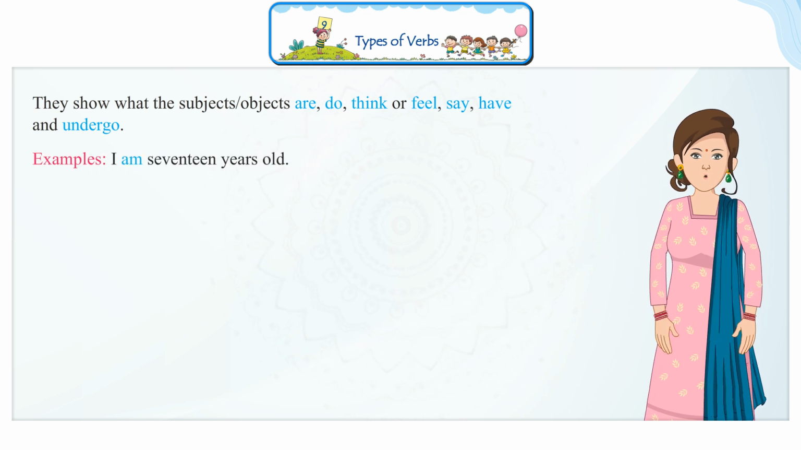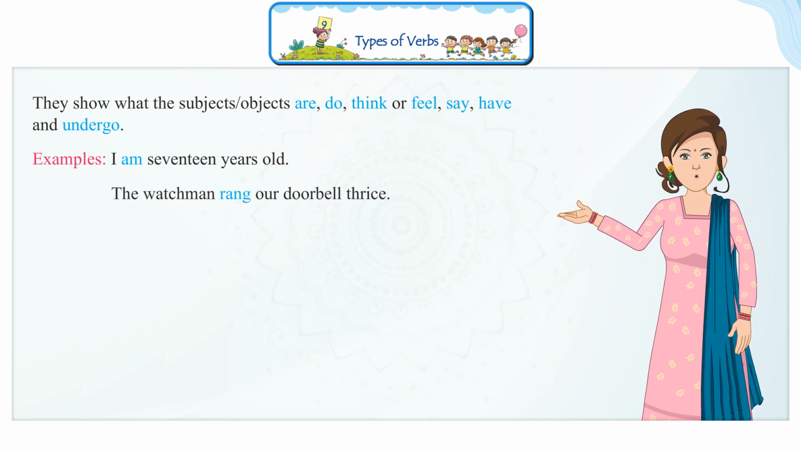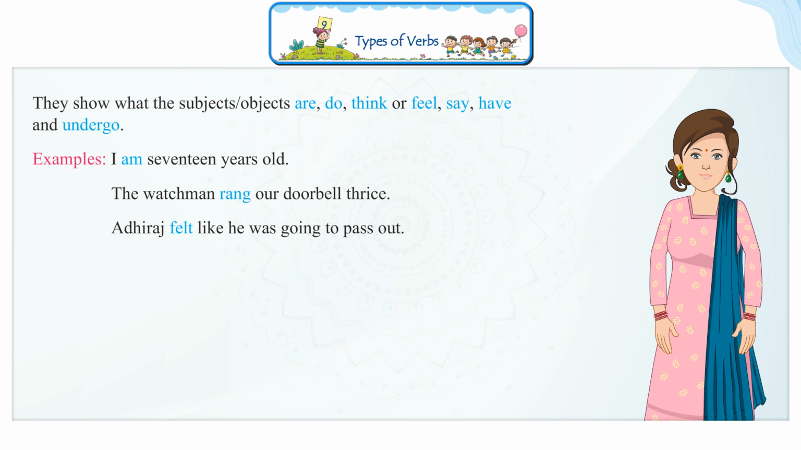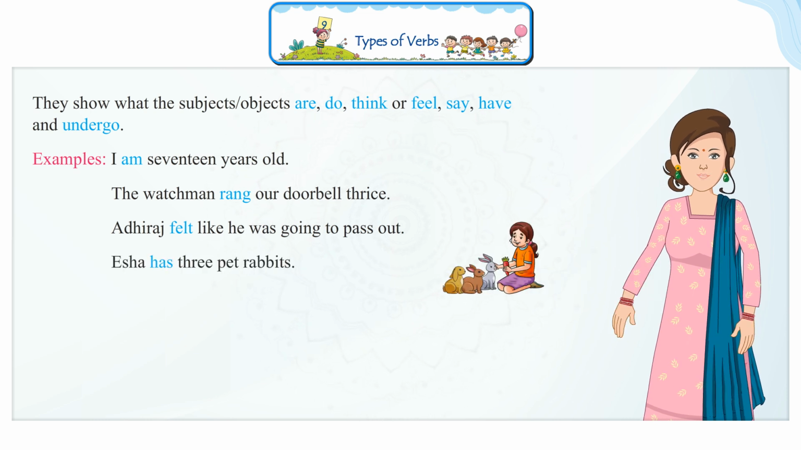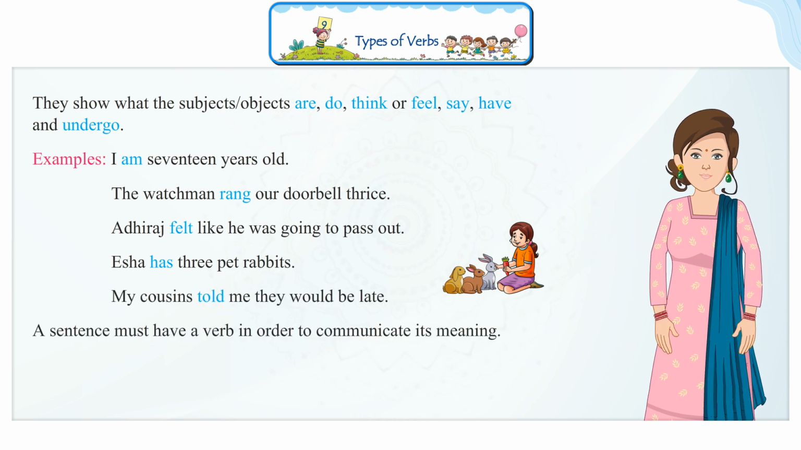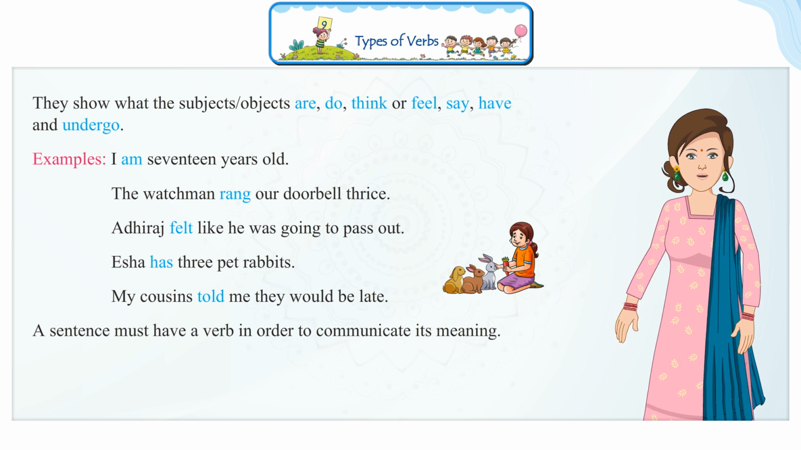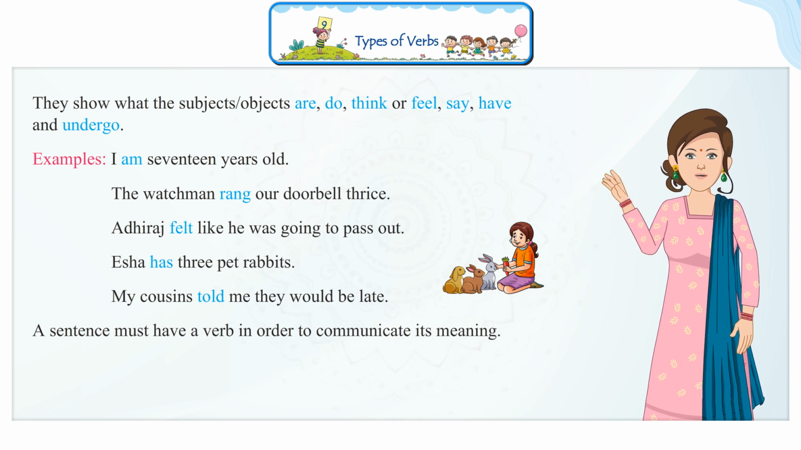Examples: I am 17 years old. The watchman rang our doorbell thrice. Adi Raish felt like he was going to pass out. Shay has 3 pet rabbits. My cousins told me they would be late. A sentence must have a verb in order to communicate its meaning.